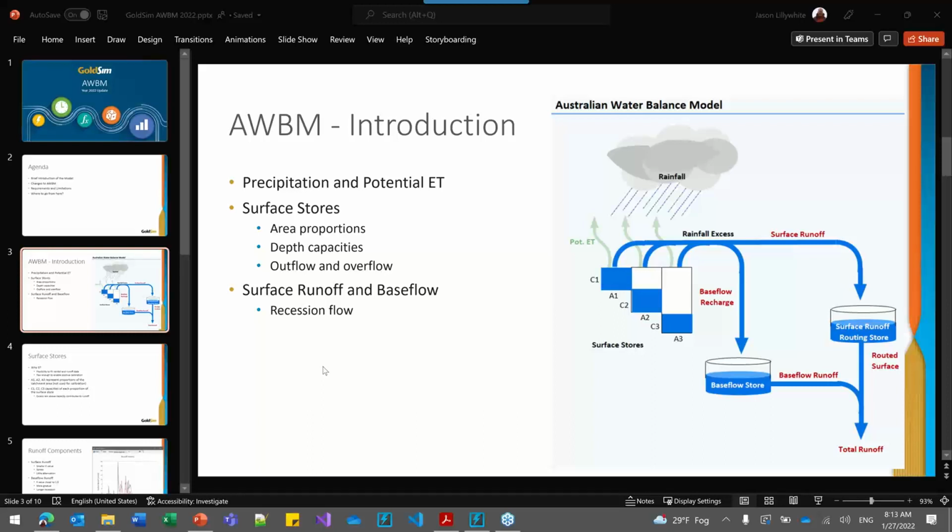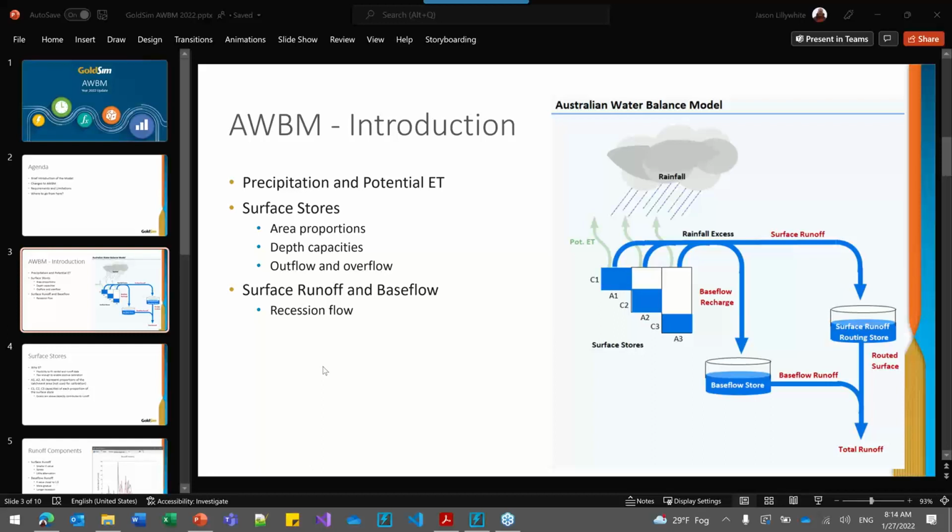What we have found so far is that if this model is used in areas that are arid, it will work nicely even outside of Australia. What I would suggest doing is playing with this model and seeing how the calibration works. We'll talk about calibration a little bit later, but let me describe the surface stores for you so you can understand how they work.